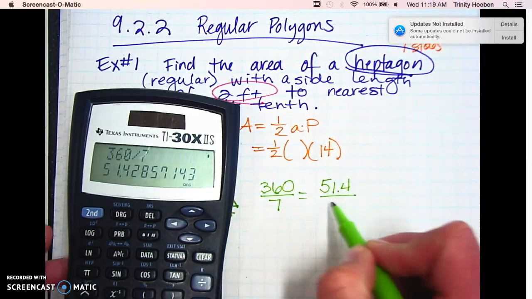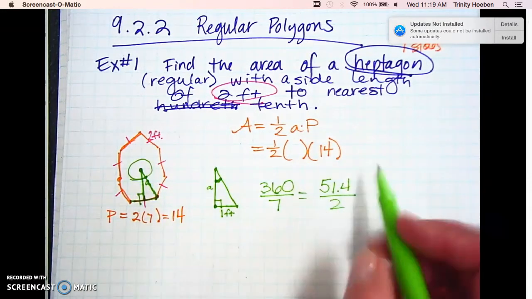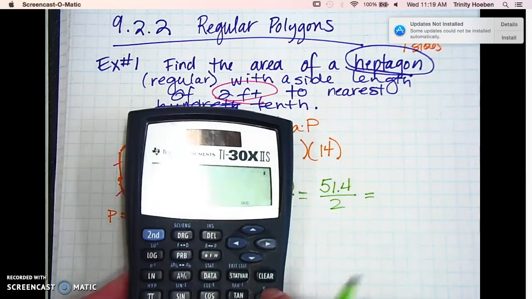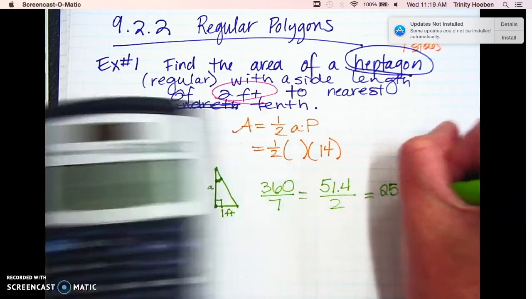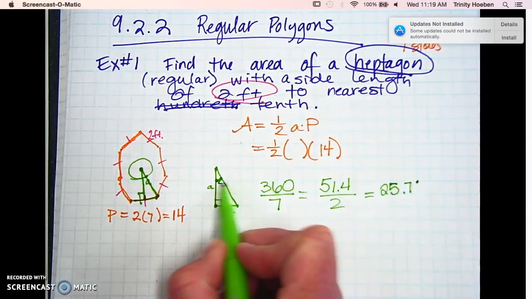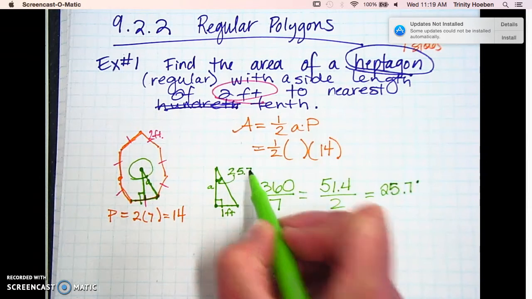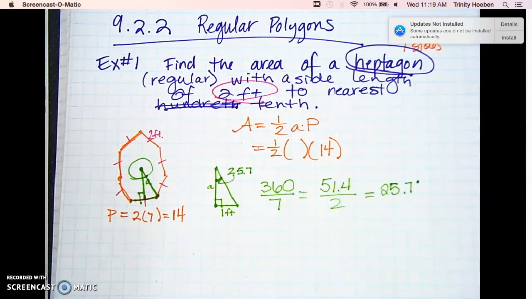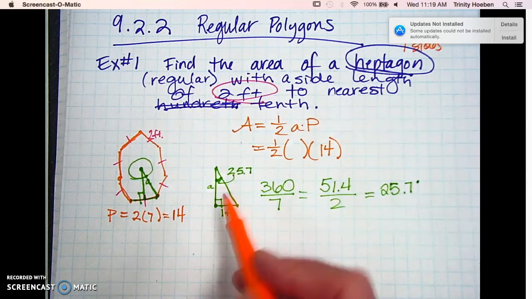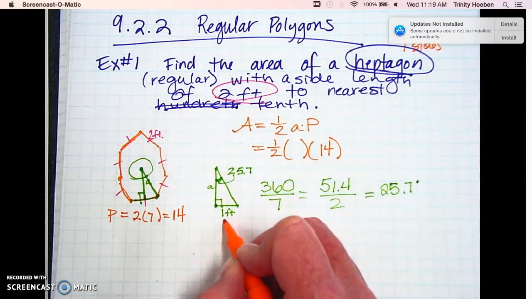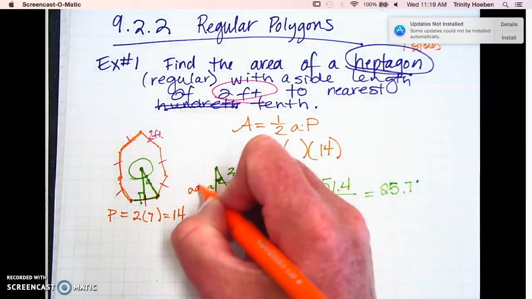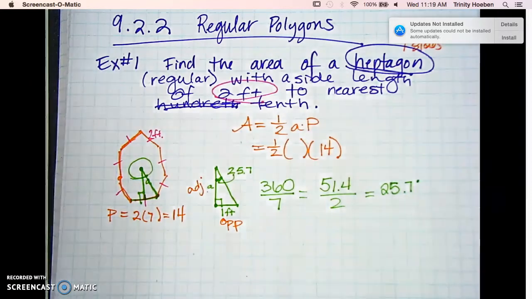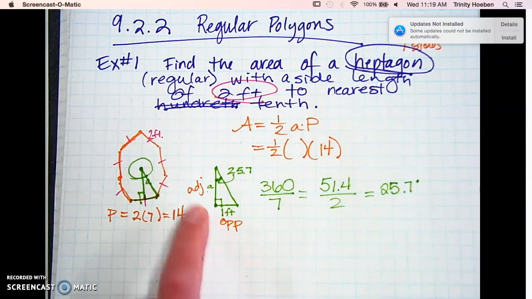And then we divide that by 2 because we split that triangle in half right there, which gets us to 25.7 degrees. Okay, so this angle right here is 25.7 degrees. All right. So from that angle, we have this side over here, which is the opposite. And we want the apothem, which is the adjacent. And so we figure out which of the 3 trig functions we're going to use. Sine, cosine, or tangent. Which of those 3 uses opposite and adjacent?